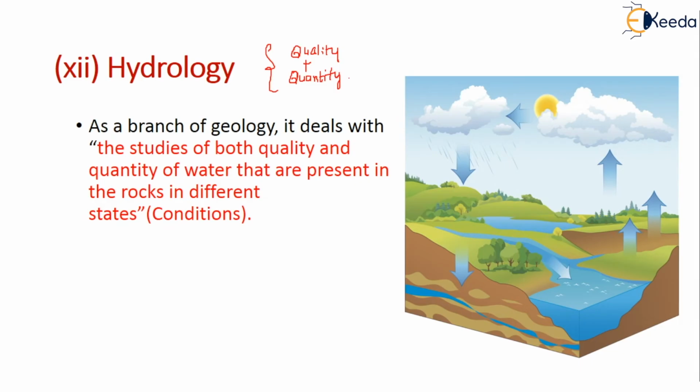First, we have to understand what are those different conditions. What is the first one? Atmospheric water. Surface water. And underground water. These are the different conditions of the water which are mainly present. And here in this branch, we are going to understand about these different states of water.